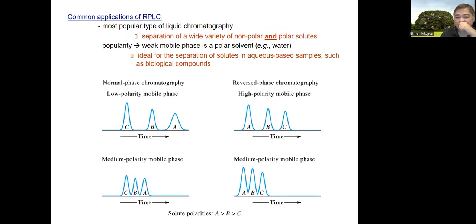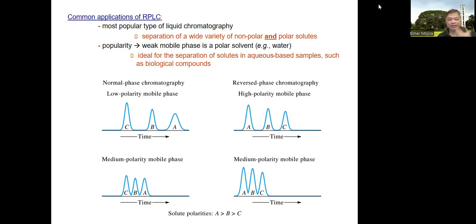Okay, so if we're going to look at reverse phase, they are the most popular one. Karamihan ng analysis, they use this method. The separation of a wide variety of non-polar and polar solutes. So the popularity there is your weak mobile phase is a polar solvent, which is water. And it's ideal for the separation of solutes in an aqueous sample, such as biological systems.